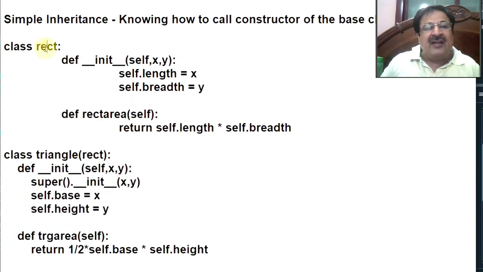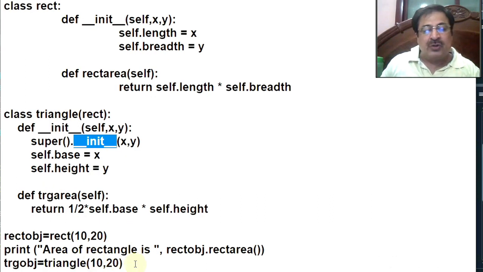Now this rect class is a superclass of this triangle class, because the triangle class is inheriting the rect class, right? And while invoking the parameterized constructor, you are taking these two arguments x and y, which were received from here. So this 10 and 20 were assigned to these x and y parameters, and this 10 and 20 are taken while invoking the parameterized constructor of the superclass, that is the rect class. So this 10 and 20 will be assigned to the length and breadth attributes of the trg object.